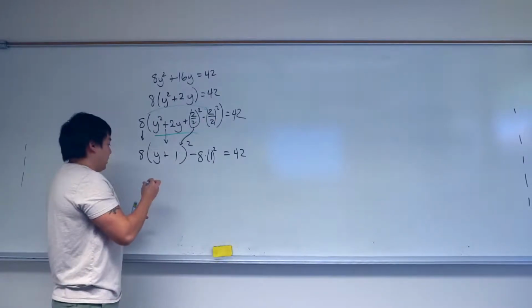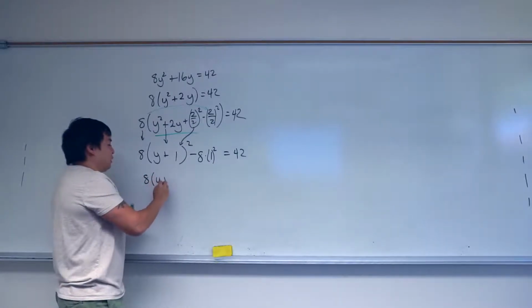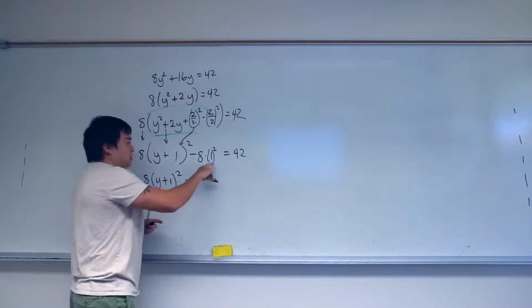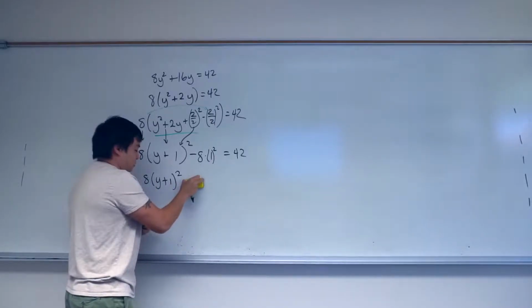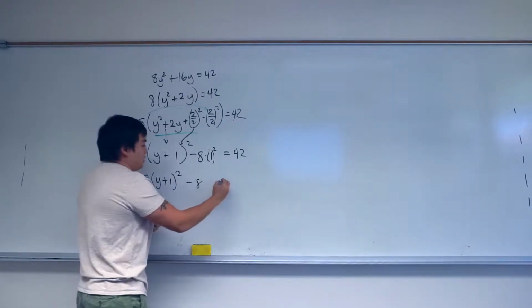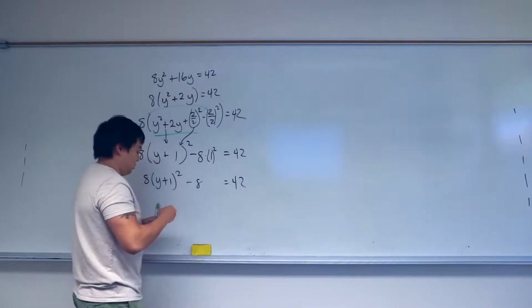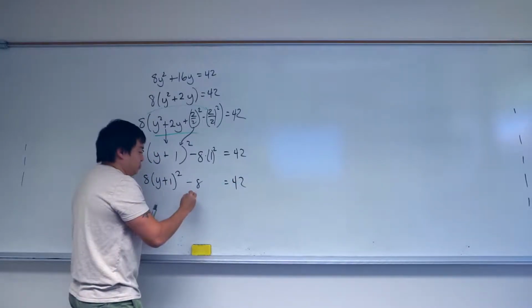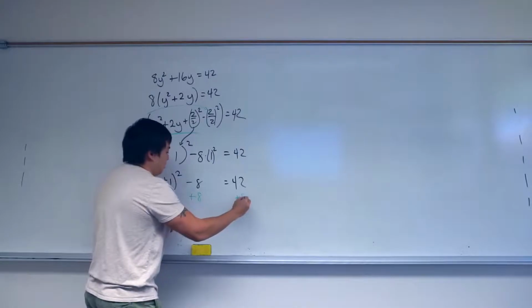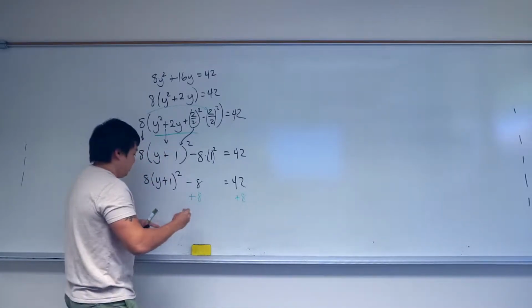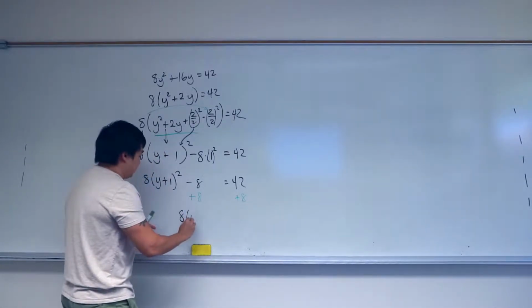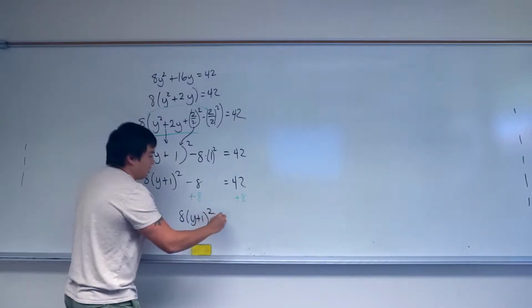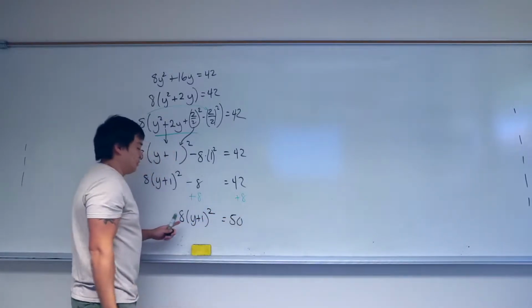So go ahead and solve that. 8 times y plus 1 squared, this is negative 8, is equal to 42. Add 8 to both sides, so we can get 8 times y plus 1 squared is equal to 50.